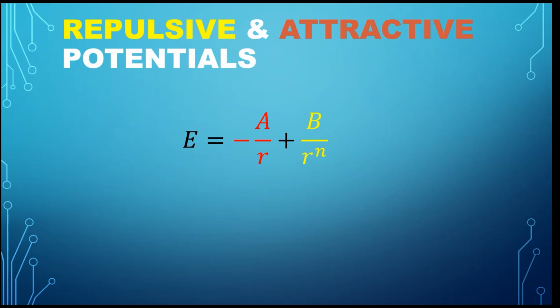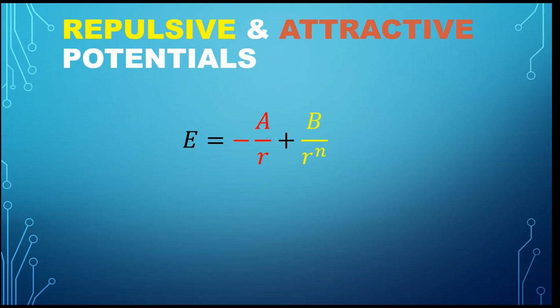As you can see, the attractive potential, minus A divided by R, is negative, which increases slowly with the interatomic distance R. The repulsive potential, B divided by R to the nth, is positive, which decreases rapidly with the interatomic distance. The interatomic distance R is the only variable here, and there are three parameters, A, B and n, which change with the atom species.